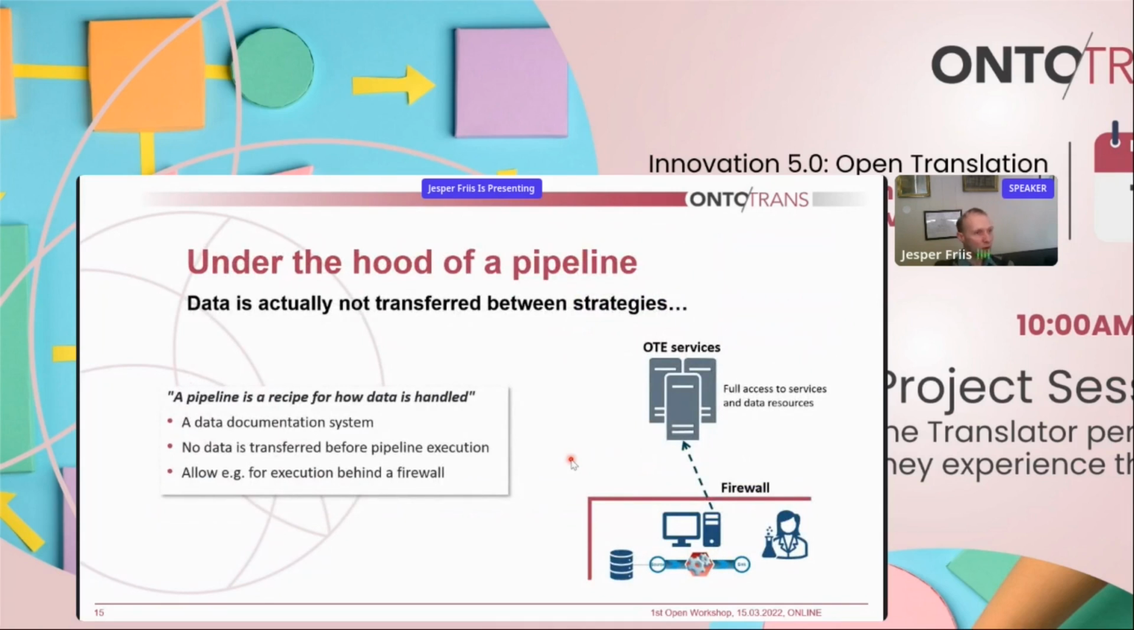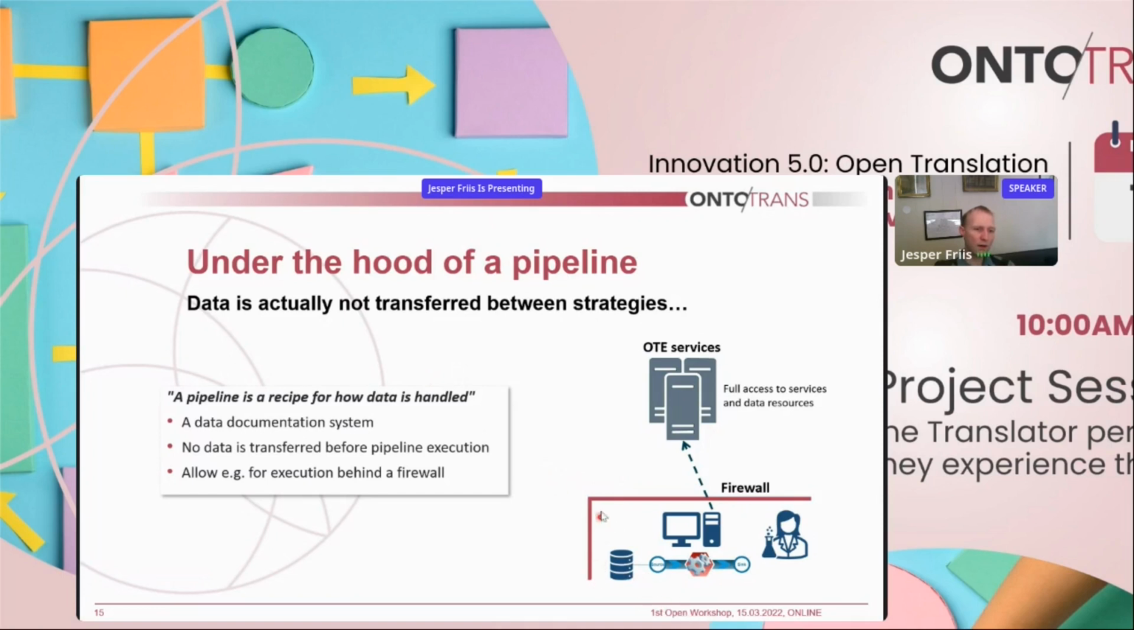Okay, so a pipeline is actually not transferring data, even though it looks like it when you are drawing it up. It's more, you could say, a receipt for how data is handled, or you could call it a data documentation system. First of all, of course, nothing is transferred before you execute a pipeline. But also, that it's not really transferring data before it's executed allows you to set up a pipeline and execute it completely behind a firewall.